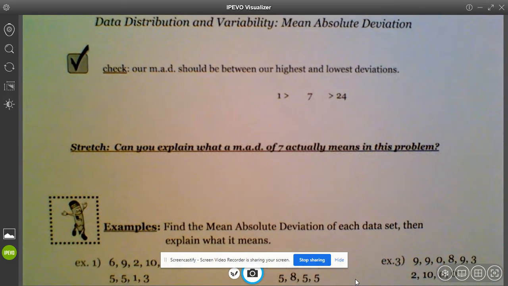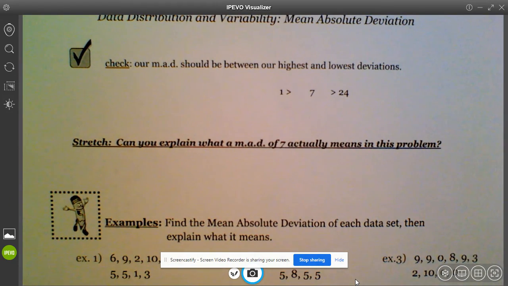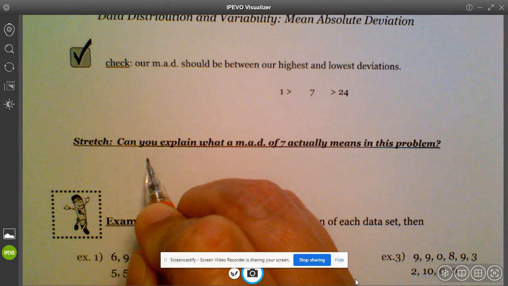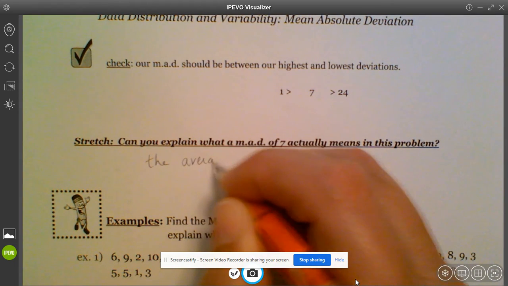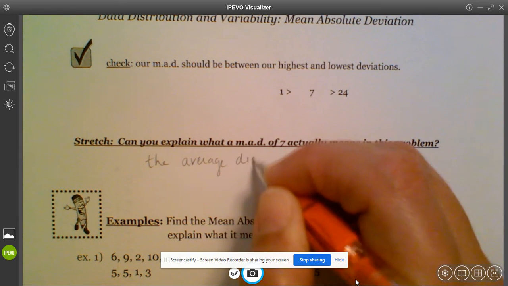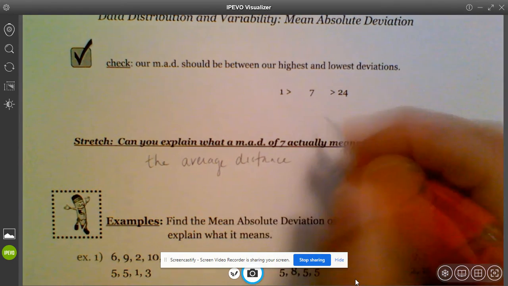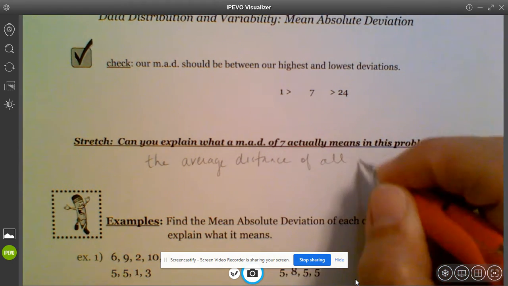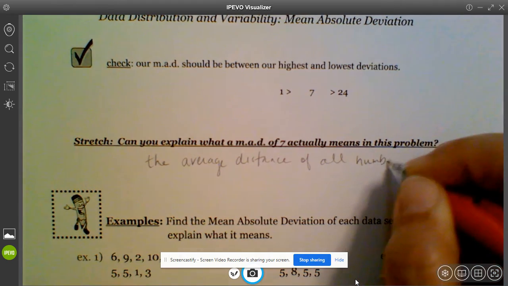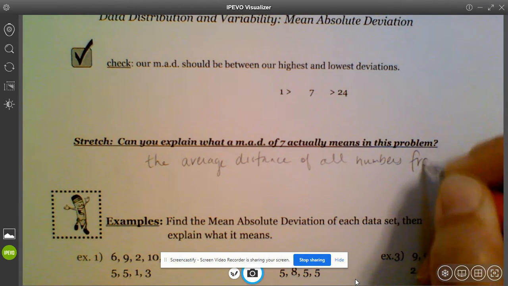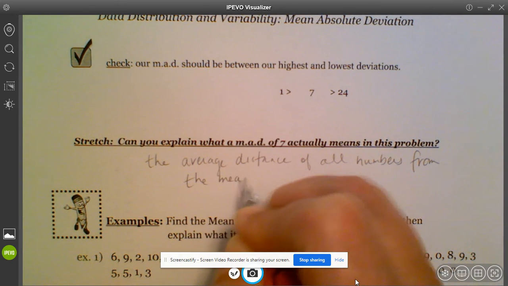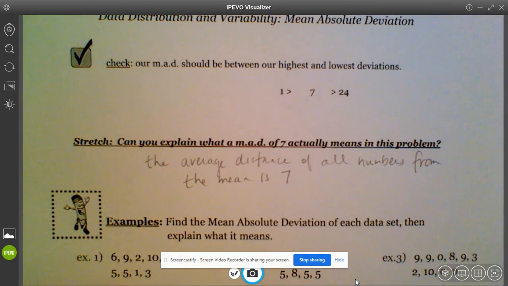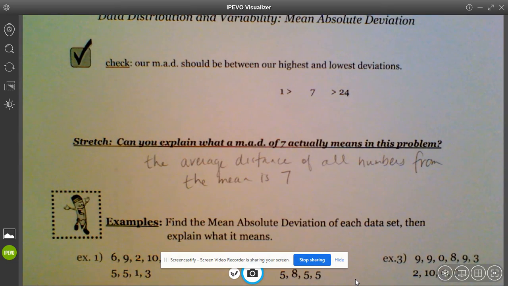So what is the mean absolute deviation really? I want you to think that the average distance from the mean, I should say the average distance of all numbers from the mean, is 7. Okay, that's really what we're looking for.